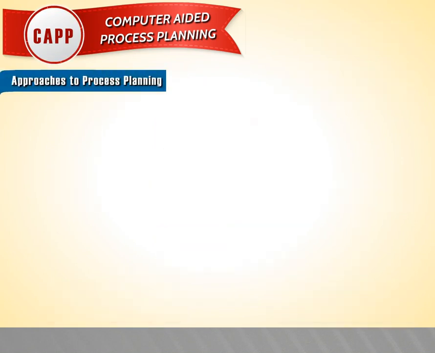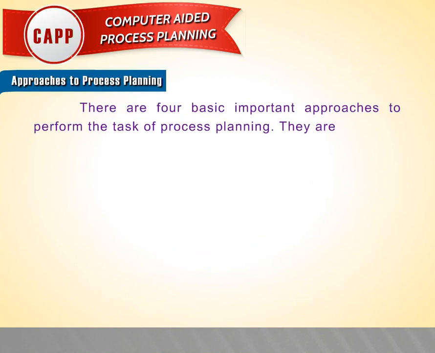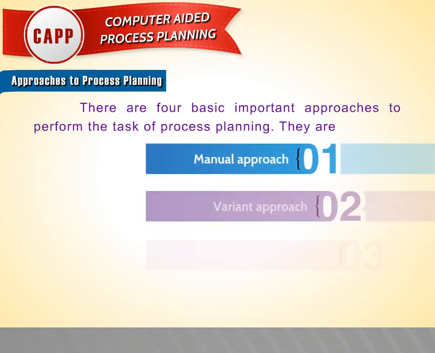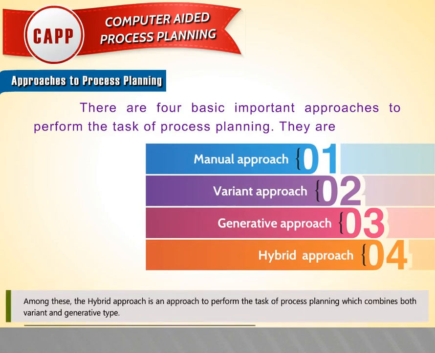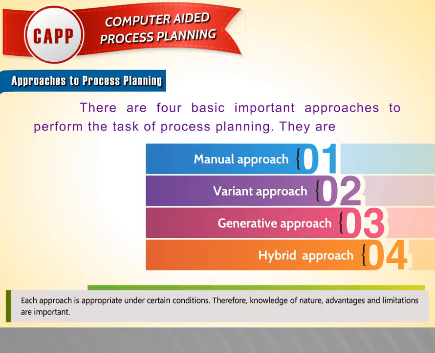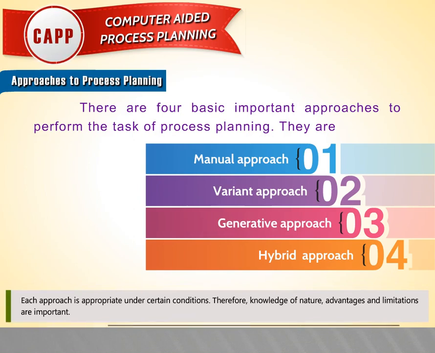Approaches to process planning. There are four basic important approaches to perform the task of process planning. They are manual approach, variant approach, generative approach, and hybrid approach. Among these, the hybrid approach is an approach to perform the task of process planning which combines both variant and generative type. Each approach is appropriate under certain conditions. Therefore, knowledge of nature, advantages and limitations are important.